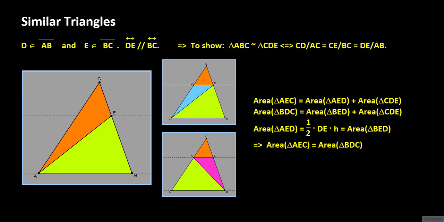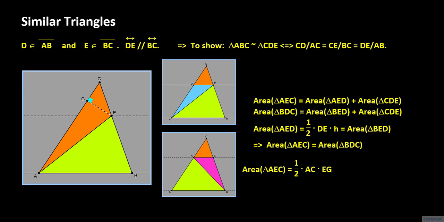For triangle AEC, we use segment AC as the base, and so E is the opposite vertex. We already have constructed the altitude from the point E to segment AC. This altitude terminates at the point G on segment AC. And so the area of triangle AEC is half the base, which is AC, times the altitude, which is EG.